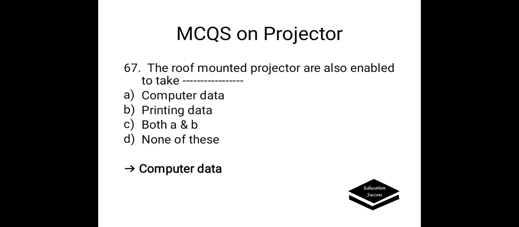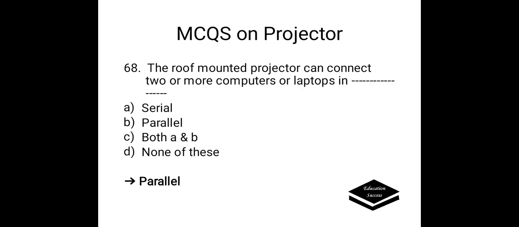The roof mounted projector are also enabled to take, options are A. Computer data, B. Printing data, C. Both A and B, D. None of these. Correct answer is A, computer data. The roof mounted projector are also enabled to take computer data.